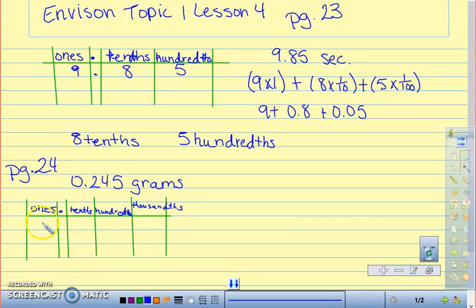Okay, so the 0 goes in the 1 spot. Of course, we have a decimal. Our 2 goes in the tenth spot. Our 4 goes in the hundredth spot. And our 5 goes in the thousandth spot. So that is one way that we can represent that. We can also represent it in expanded form.